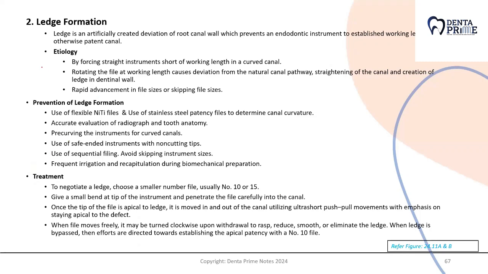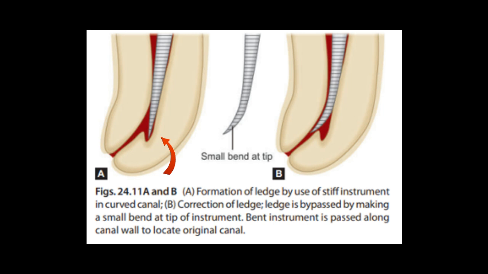Next comes the ledge formation. A ledge is an artificially created deviation of the root canal wall which prevents the endodontic instrument from establishing working length. Let's have a look at the ledge, how it looks. So this is how a ledge looks. Formation of a ledge by use of a stiff instrument. So a straight instrument has created a ledge here in a curved canal.